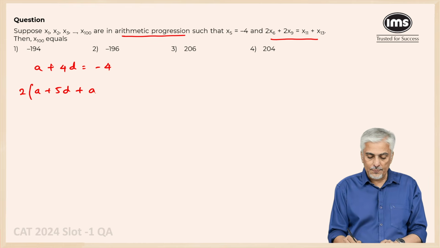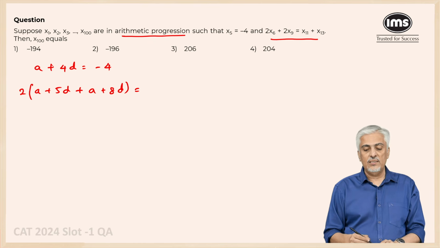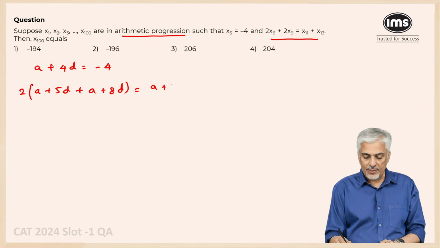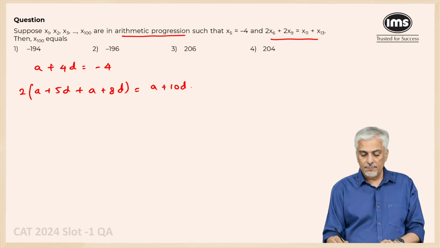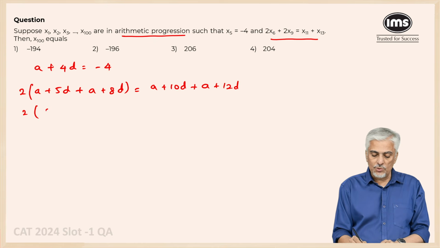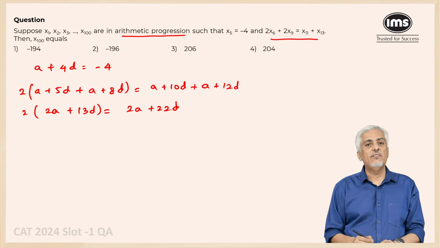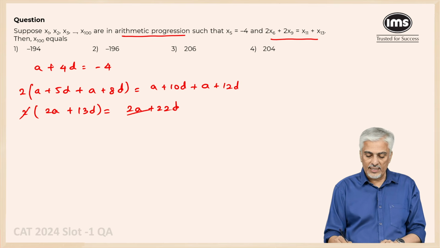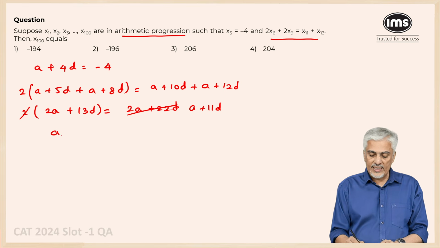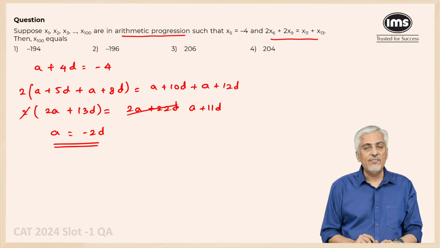Ninth term is a plus 8d is equal to 11th plus 13th term. 11th term is a plus 10d plus a plus 12d. So 2 times 2a plus 13d is 2a plus 22d divided by 2. So this 2 will cut here, I'll get a plus 11d. So 2a minus a is a is equal to negative 2d. Just leave it over there.